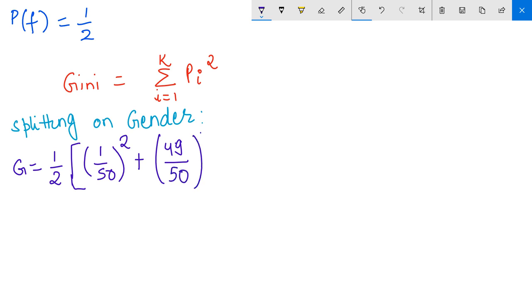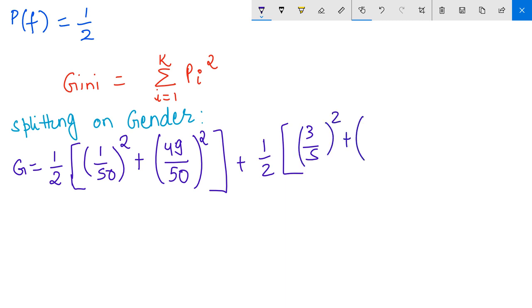So 49 by 2. We are talking about females first, and then males. Probability is 50, 3 by 5. If you solve this, you'll get a value of 0.74. This is splitting on the basis of gender.